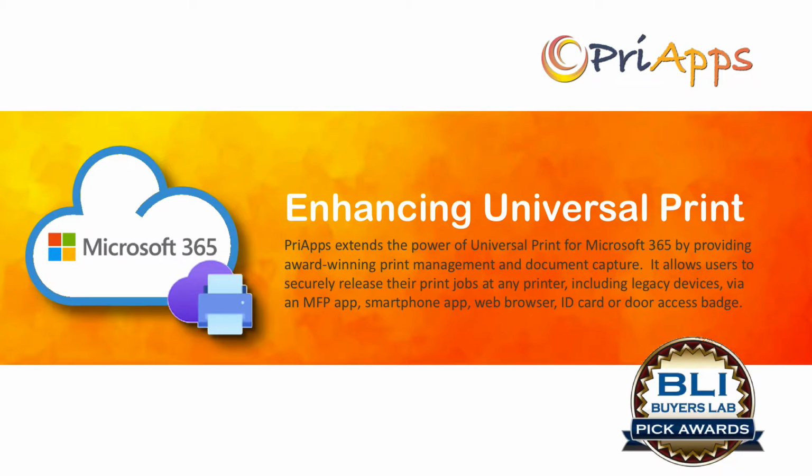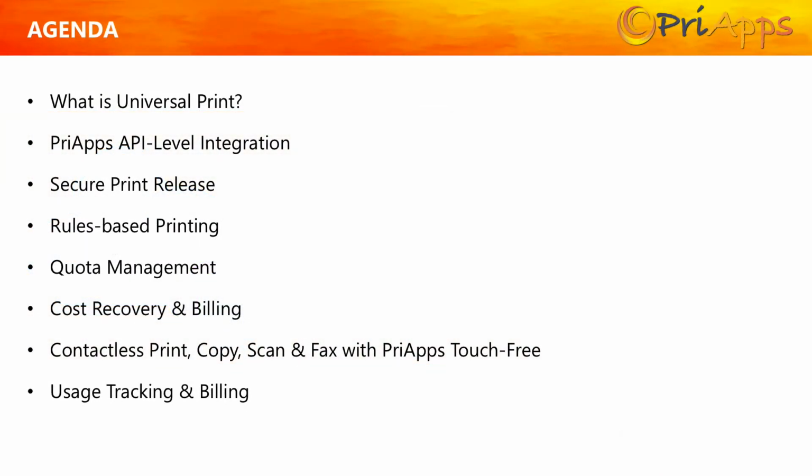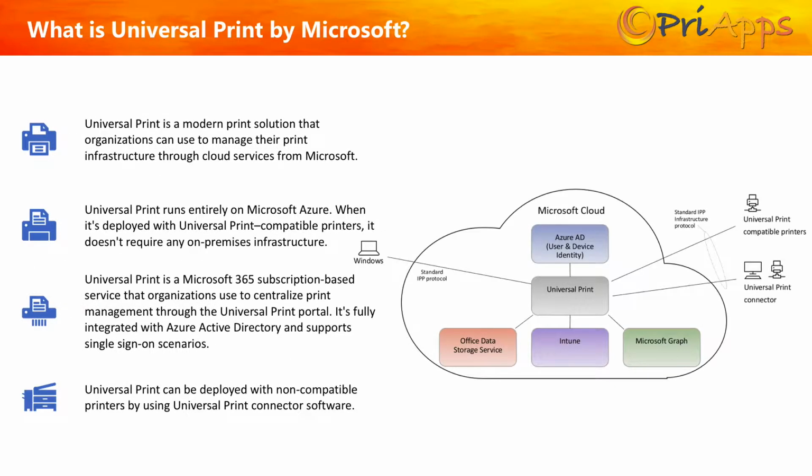Today we're going to focus on how PriApps can help enhance universal print. We're going to look at some features such as secure print release, rules-based printing, quota management, cost recovery and billing, as well as usage tracking. We're also going to look at some of the contactless options we have with PriApps Touch-Free. But before we do that, let's look at universal print.